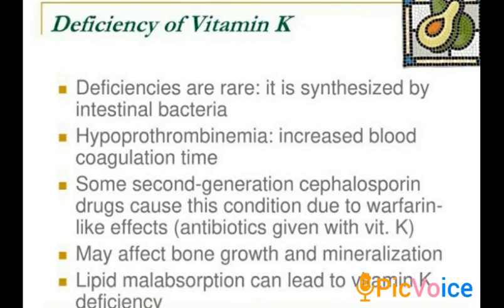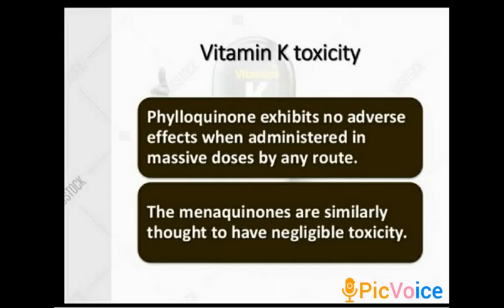Deficiency is most common in newborn infants. Why? Because newborns lack intestinal flora and human milk cannot provide enough vitamin K. Therefore, supplements are given to them by injection. Phylloquinones exhibit no adverse effects when administered to animals in massive doses by any route. The menaquinones are similarly thought to have negligible toxicity, whereas menadione, however, can be toxic. At high doses, it can produce hemolytic anemia, hyperbilirubinemia, and severe jaundice.